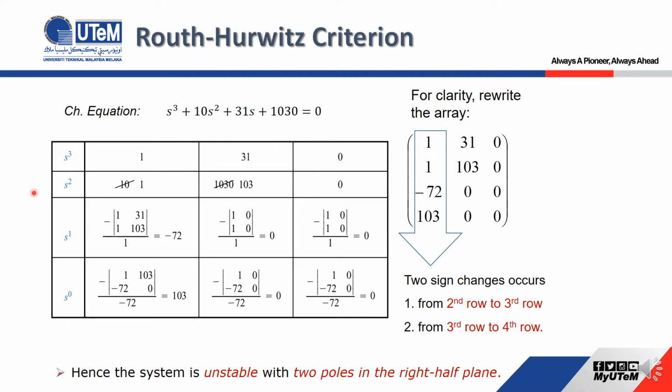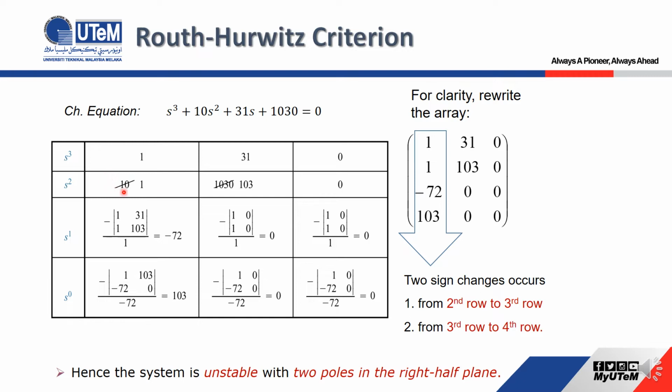For the second row, we take the even coefficients of this characteristic equation. So the even coefficients are 10 and 1030, and the rest we just put 0. So we put here 10, 1030, and 0.